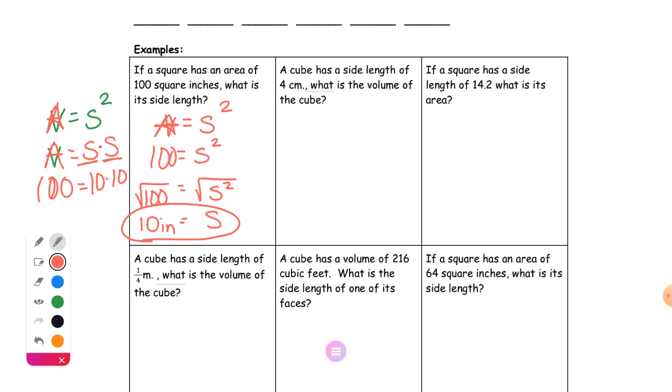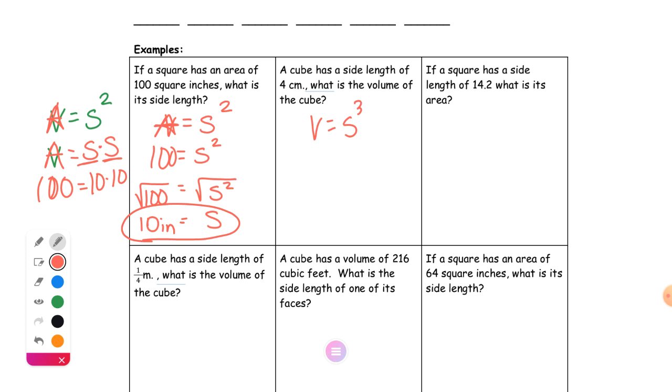Let's go to number 2, the middle one. A cube has a side length of 4. What is the volume of the cube? Who thinks they know my formula for volume of a cube? Volume of a cube. Mallory? V equals s cubed.